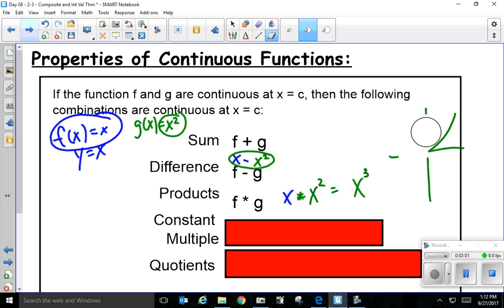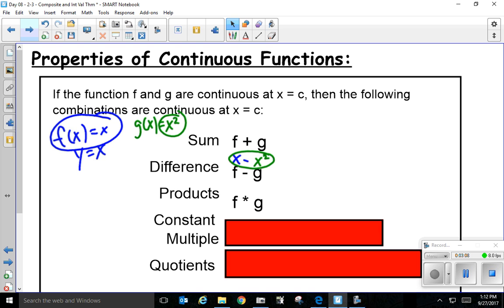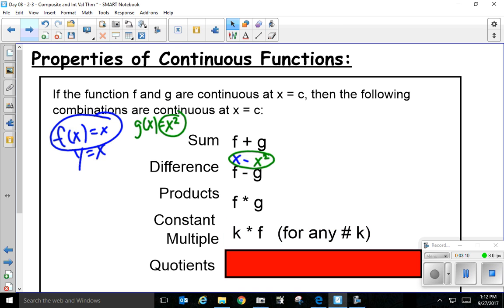Okay, constant multiple. What does that mean? That means if I take any constant and put it in front of a continuous function, that product will also be continuous.